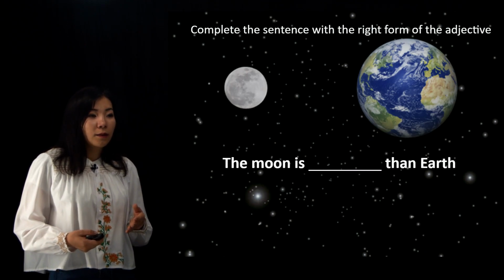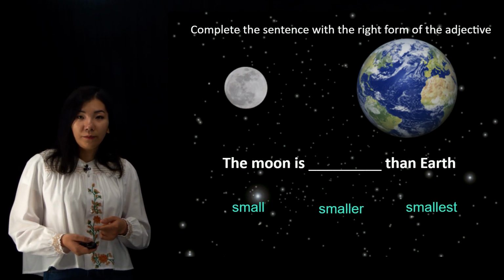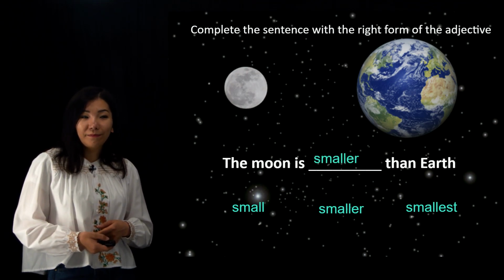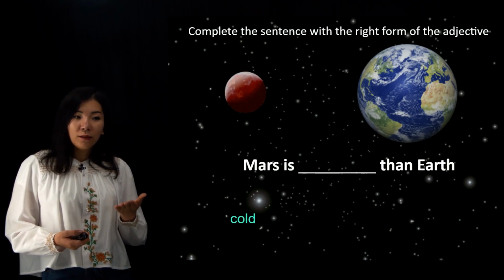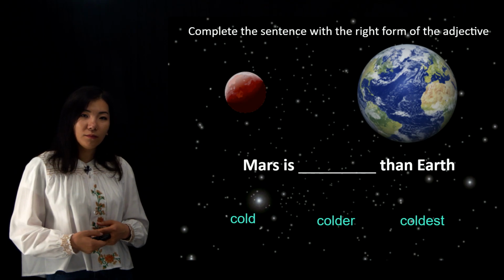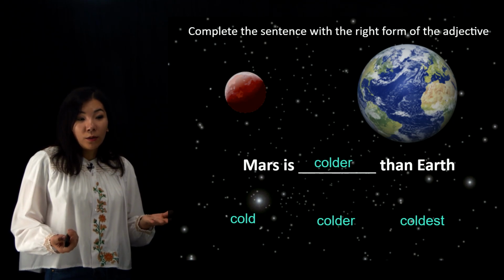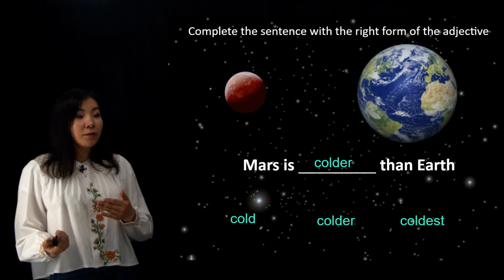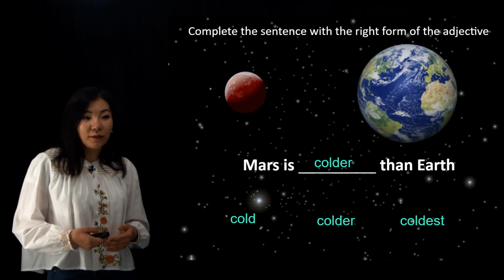The moon is smaller, or smallest than Earth? Yeah, of course, the moon is smaller than Earth. Next one. Mars is colder, coldest than Earth. Mars is colder than Earth because we all know that Mars is located a bit far, maybe a lot far from the Sun compared to the Earth.